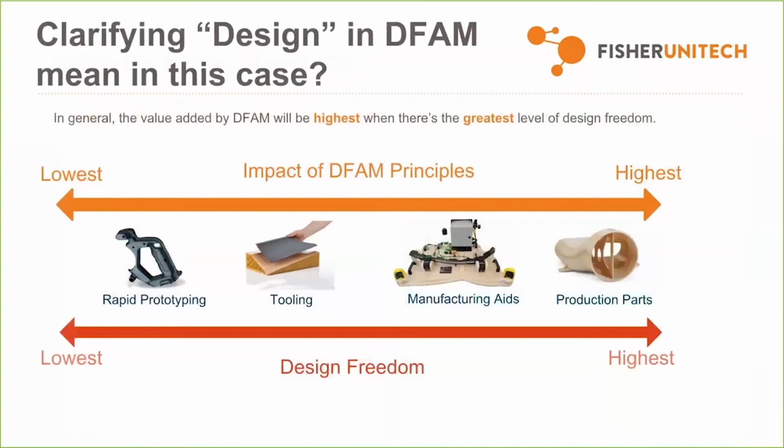So let's clarify what we mean by DFAM and where the benefits really lie. So the impact itself is highest for production parts and lowest for rapid prototypes. I hope that makes sense. If you're spending engineering time to optimize a rapid prototype, one which you may print one or two of, the cost time benefit may not be significant enough to justify the time spent to optimize it. On the flip side, if you're going to be printing batches of hundreds of parts, the time spent optimizing will pay off dividends when the material time savings are multiplied throughout the whole batch.